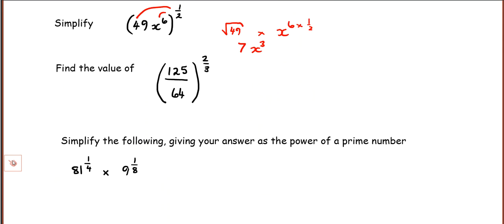The next one. So again, distributive. We've got to do it to both. So we've got the cube root and then squared of each one. So what's the cube root of 125? 5. Squared. The cube root of 64? It's 4.